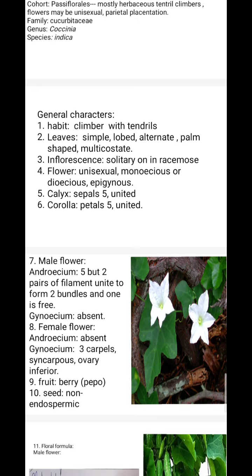Then next character is the calyx, which is also known as sepals. They are 5 in number and are united. Similarly, corolla, which is also known as petals, they are 5 in number and they are also in united condition. That means gamopetalous and gamosepalous conditions are observed in these flowers.